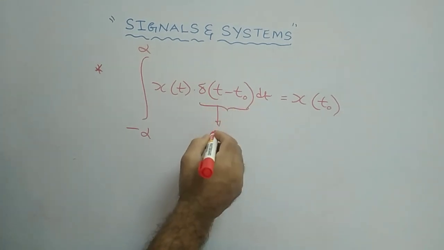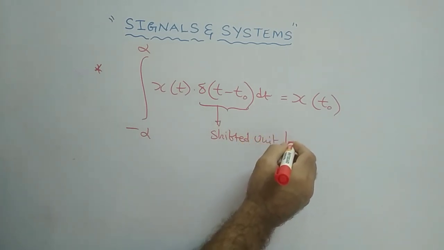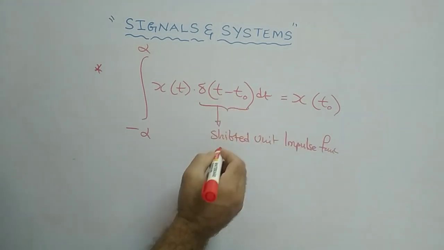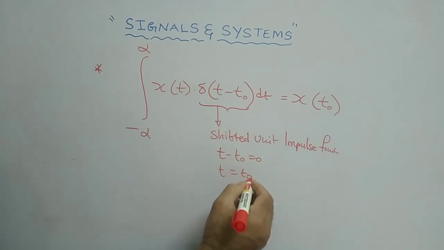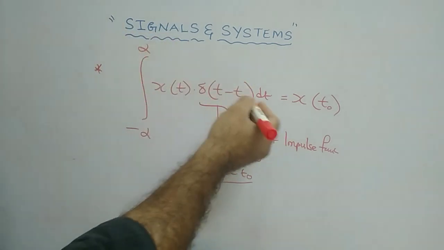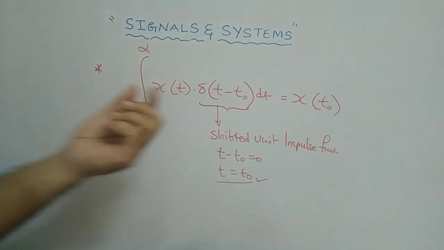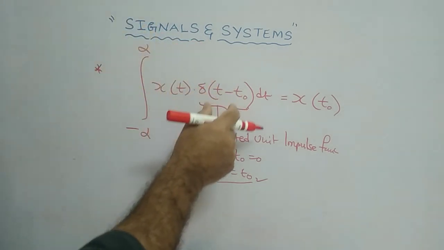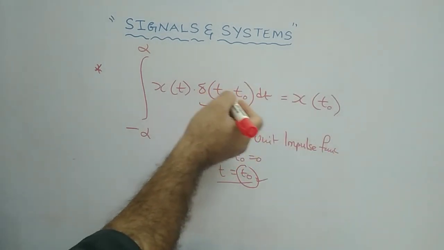It is a shifted unit impulse function. What is shifted? Your time is shifted. T minus t naught equal to 0, for example, t equal to t naught, means the time is shifted by some constant, that is t naught. So t minus t naught is called a shifted impulse function. By what amount is that impulse function shifted? By t naught. By t naught amount, the unit impulse function is shifted.